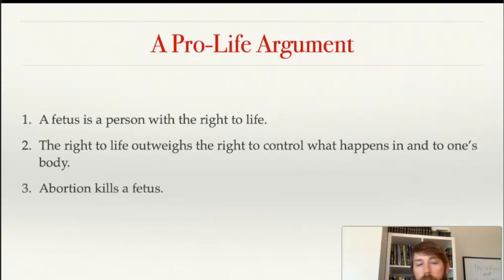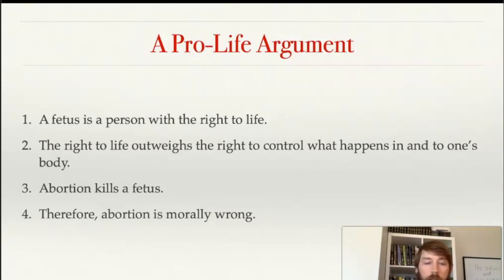We talked about rights outweighing other rights in the previous video. Of course, premise 3 is just definitional. Abortion kills a fetus, and we can conclude from these three premises that abortion is morally wrong. As far as premise 2 is concerned, the typical pro-choice argument is going to focus on the fact that a woman has the right to control what happens in and to her body. This is sometimes called the autonomy argument. This typical pro-life argument denies that and makes the claim that the right to life outweighs the right to control what happens in and to one's body.